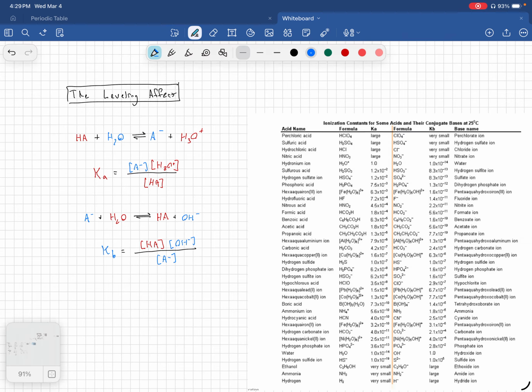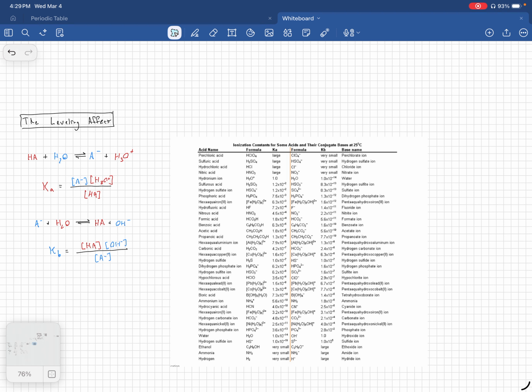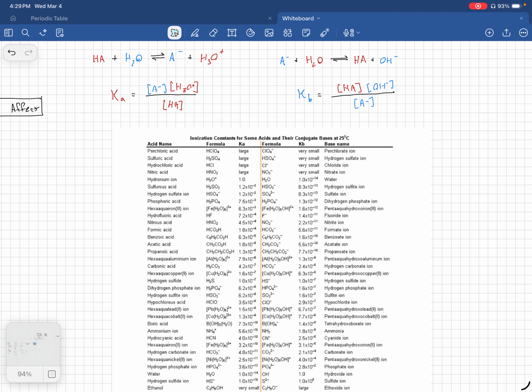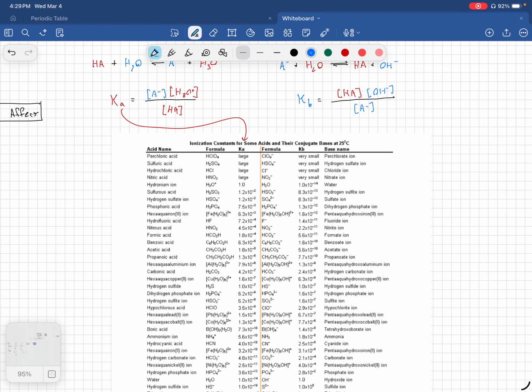So generally, I'm going to move these up here. Here we've got acids, over here we've got bases. The table that we see here, on the left side we have Ka values, and on the right side we have Kb values. These are conjugate pairs.